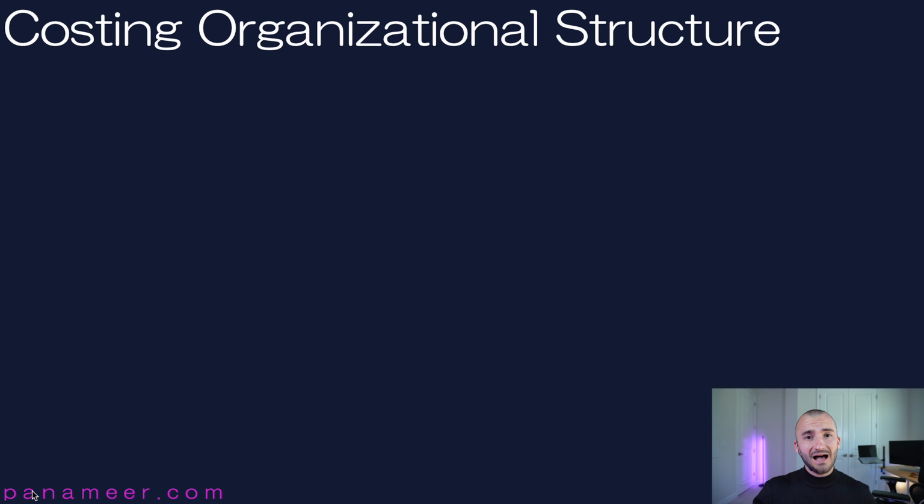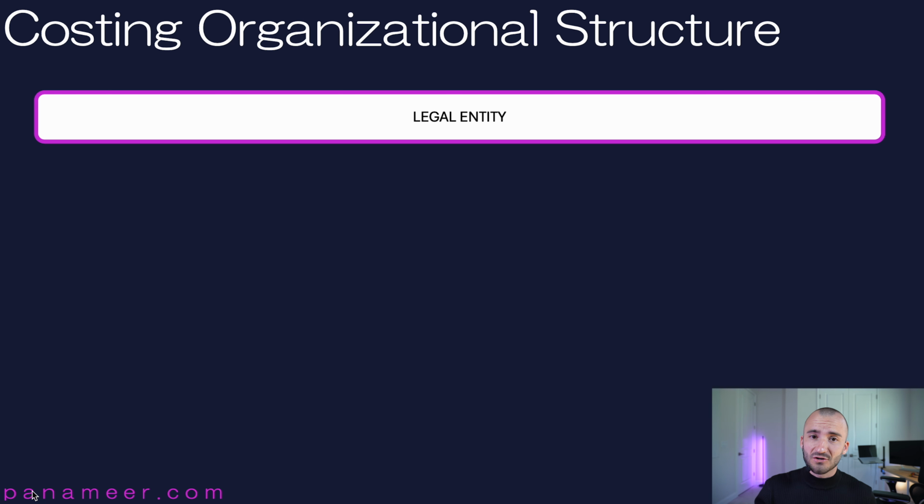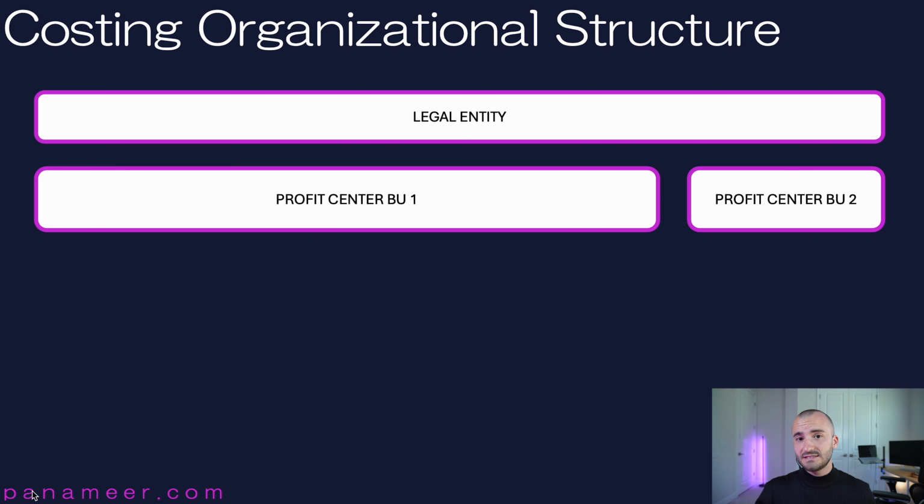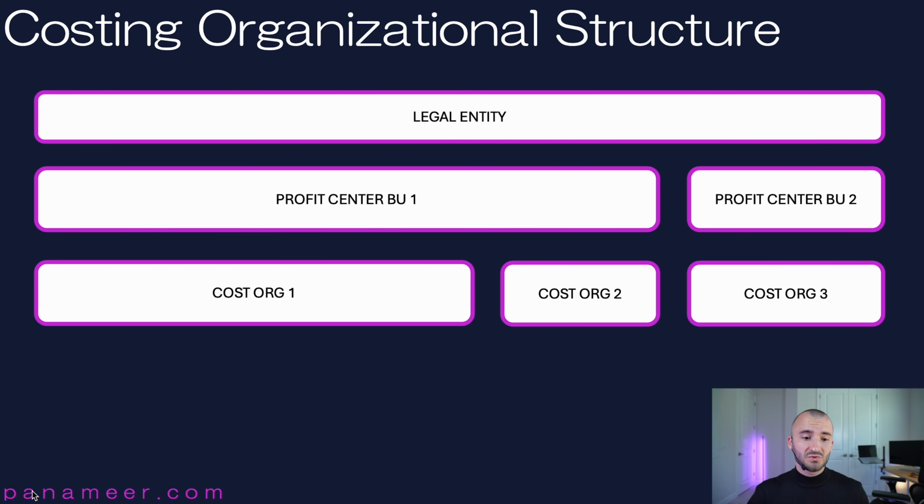With that being said, how does the costing organizational structure in Oracle Cloud look? Well, on the top we have the legal entity, of course. Under the legal entity, we can have multiple profit center business units. As we said before, these are parts of the legal entity. Under these profit center business units, we have the cost organizations. Usually you will find that you have one cost organization to one profit center business unit, but depending on the business needs, you may decide to do otherwise and have multiple cost organizations.